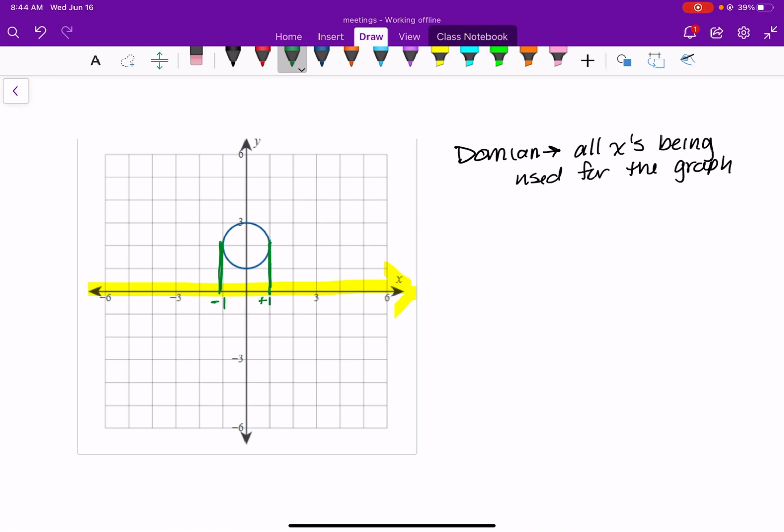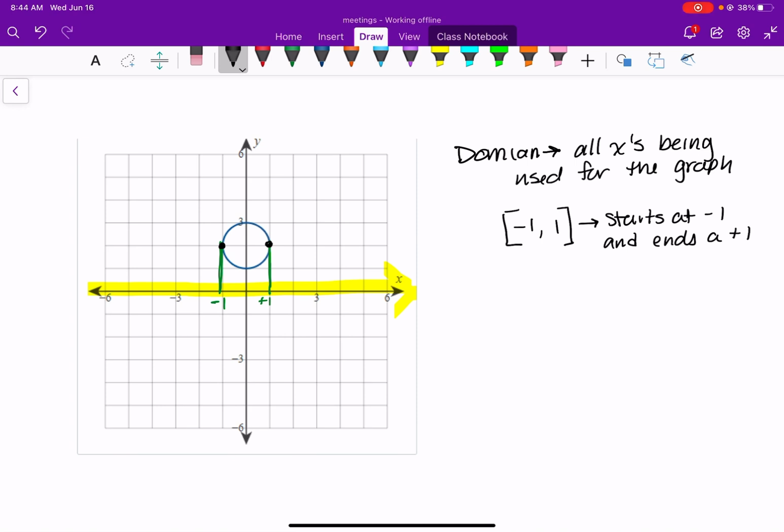So our domain from this would go from -1 to +1. And since there are values on our circle at those two points, at -1 and at +1, we use what we call a squared off or closed bracket on each end. All this is saying is our circle starts at -1 and ends at +1 on our x-axis. So specifically looking at the x-axis.